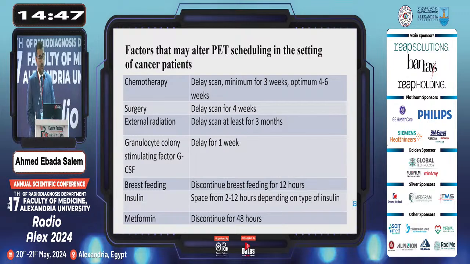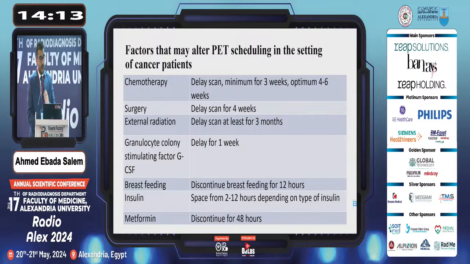We also recommend waiting for a week after getting granulocyte-stimulating factor because it can lead to myelostimulation and can hide any underlying lesions. Breastfeeding: we recommend patients discard any breast milk after 12 hours. The reason is the fluorine-18, even though it's not actively excreted in the milk, we want to avoid any close contact between the baby and the mom. So we usually recommend not having any breastfeeding and close contact for 12 hours.